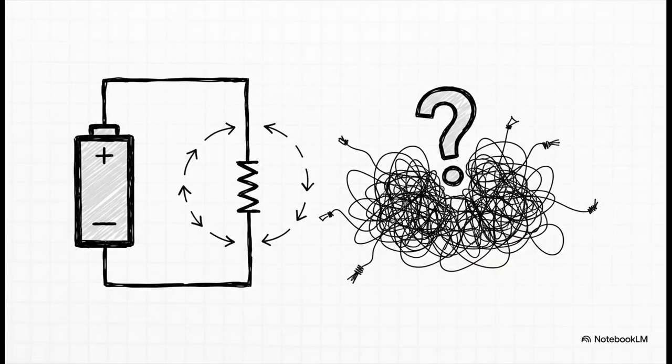Okay, let's start with something we all remember from Physics 101, right? Ohm's law. V equals I times R. It's simple, it's reliable, it's kind of the foundation for how we think about electricity. But what happens when things get a little more messy?